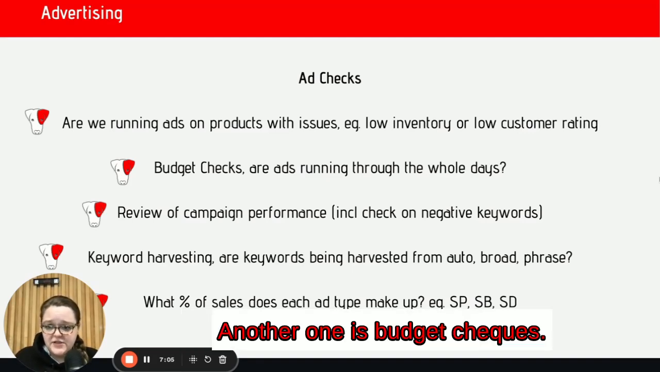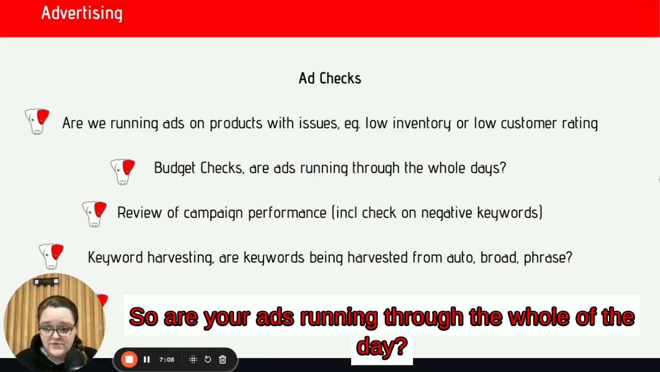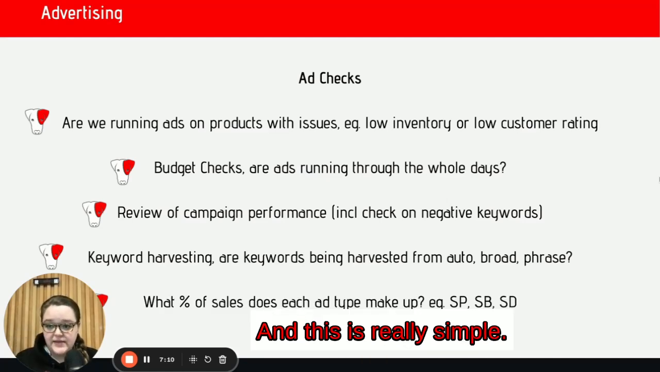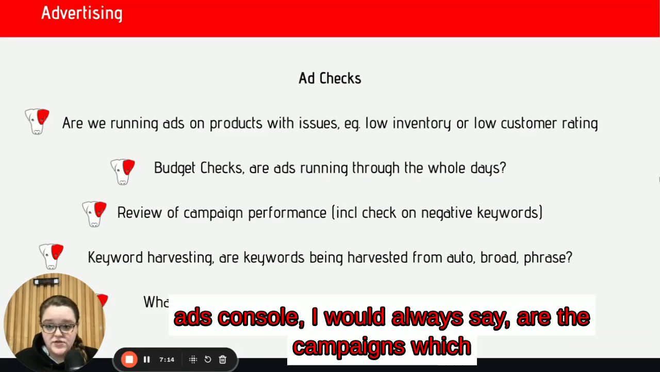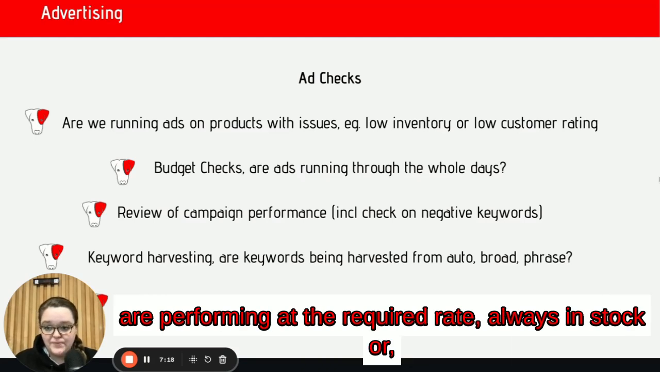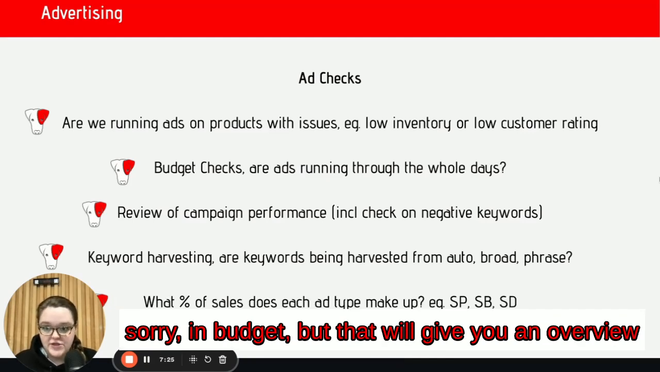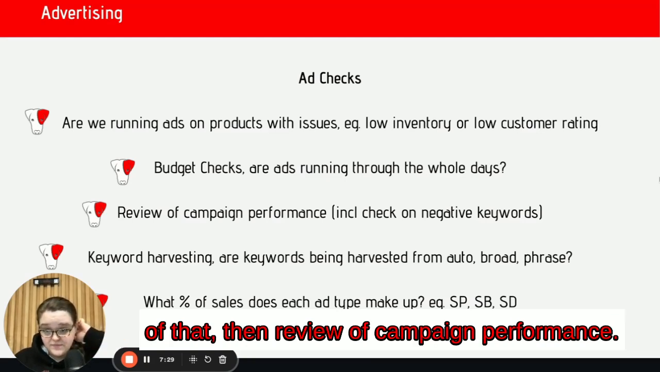Another one is budget checks. Are your ads running through the whole of the day? This is really simple. You can check this in the budget tracker in the ads console. I would always ask, are the campaigns which are performing at the required rate always in stock and in budget? That will give you an overview of that.